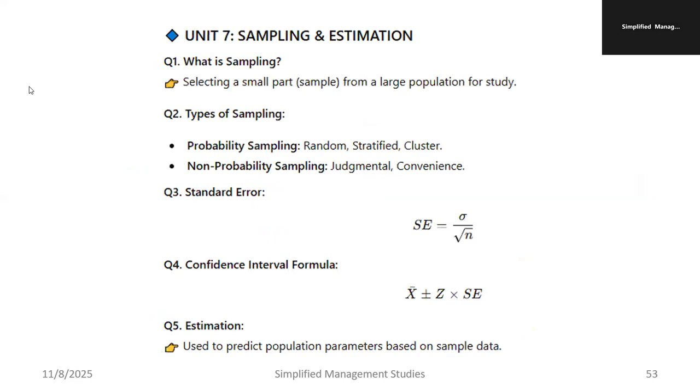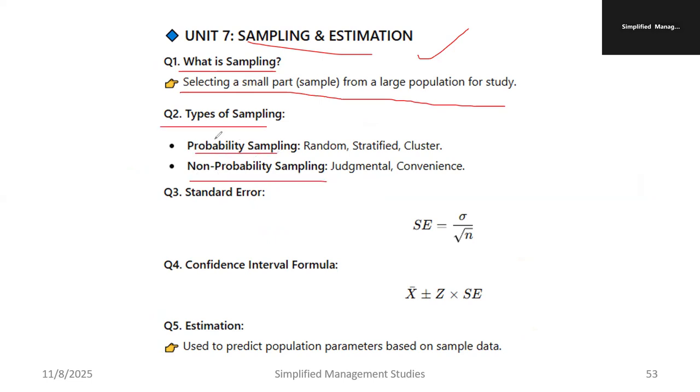So moving on to sample and estimation. What is sampling? Selecting a small part from a large population for the study is known as a sample. Types of sampling: probability sampling and non-probability sampling. Probability sampling comes under random, stratified, and cluster sampling, whereas non-probability sampling implies judgmental sampling and convenience sampling.